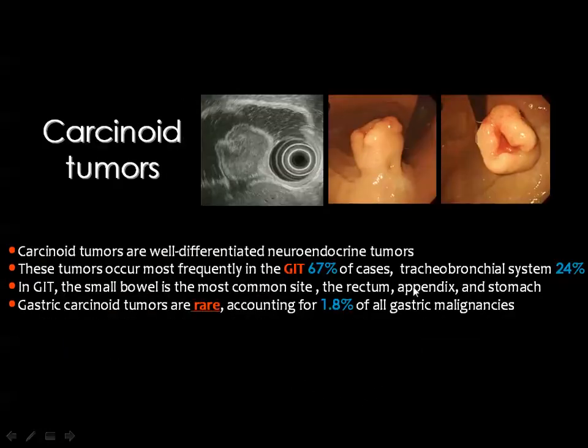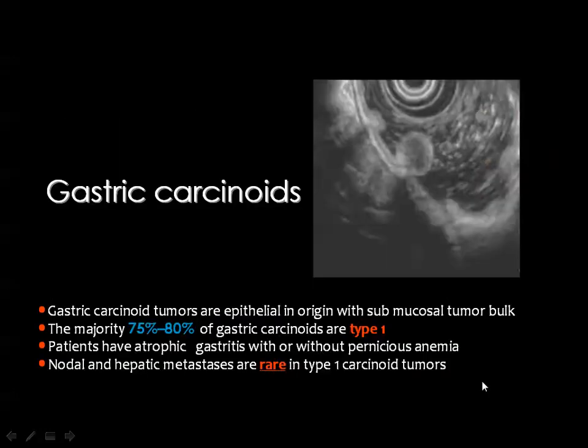And carcinoid tumors of the stomach are considered rare. They are well-differentiated neuroendocrine tumors occurring in the GI tract and in the tracheobronchial system. Gastric carcinoid represents about 1.8% of all gastric malignancies. And the majority of gastric carcinoids are type 1 carcinoid. You know, we have 3 types, and I will mention them in a moment.